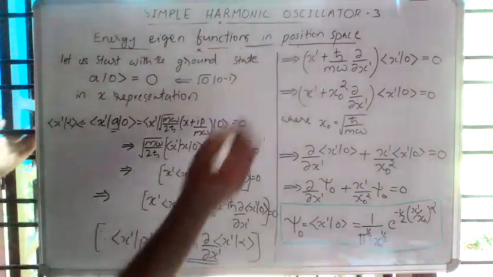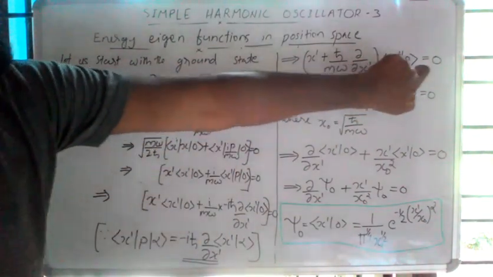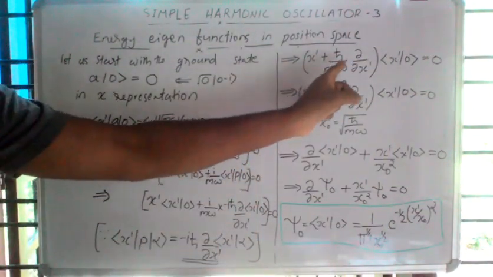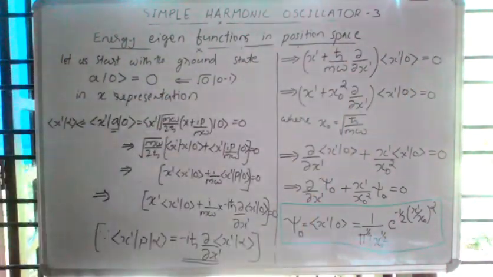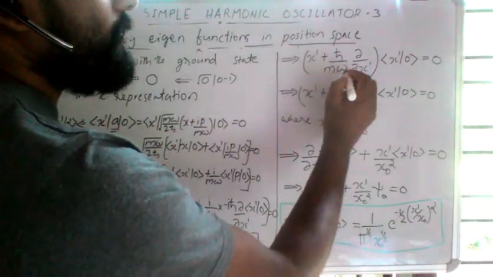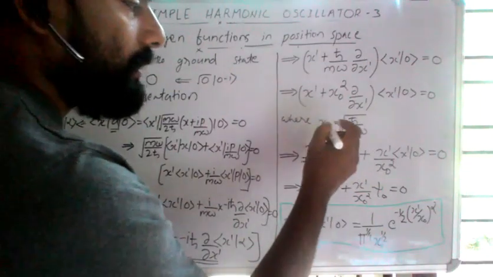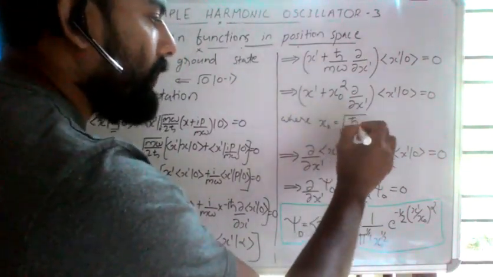That implies, taking this x dash 0 common, x dash 0 plus h cross over m omega dou by dou x dash of x dash 0 equal to 0. And for h cross over m omega, we are putting x naught squared, where x naught equal to under root h cross over m omega.